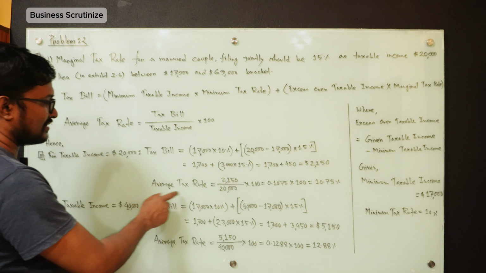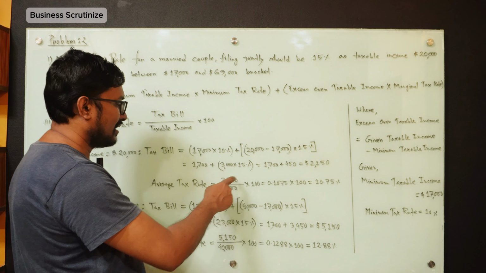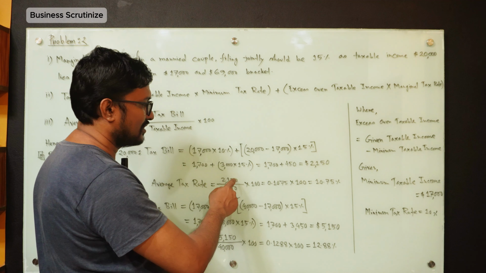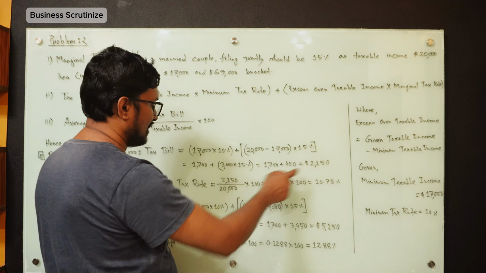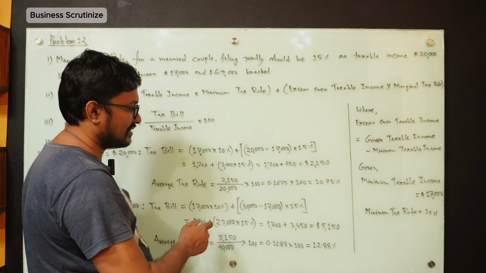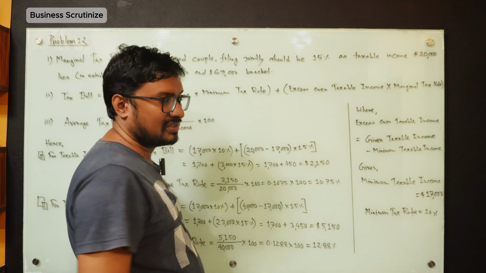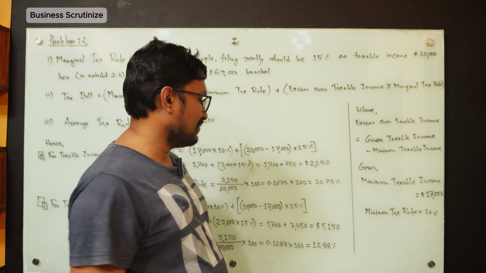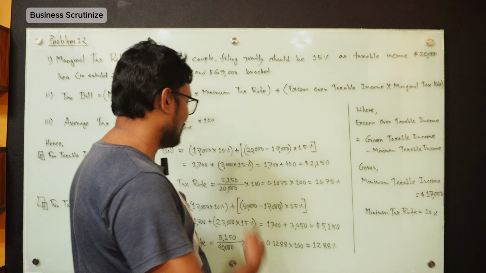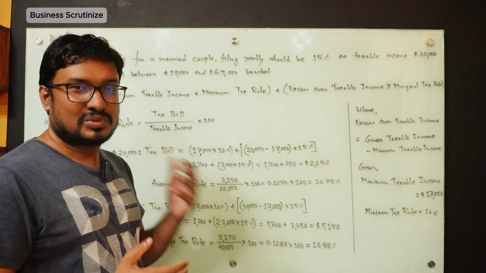Now the average tax rate when 20,000 is the taxable income. We have the total tax bill, which is 2,150, which we computed before, divided by 20,000, the given taxable income, times 100. If we divide, we have 0.1075, which means 10.75%. So this is the average tax rate when taxable income is 20,000.